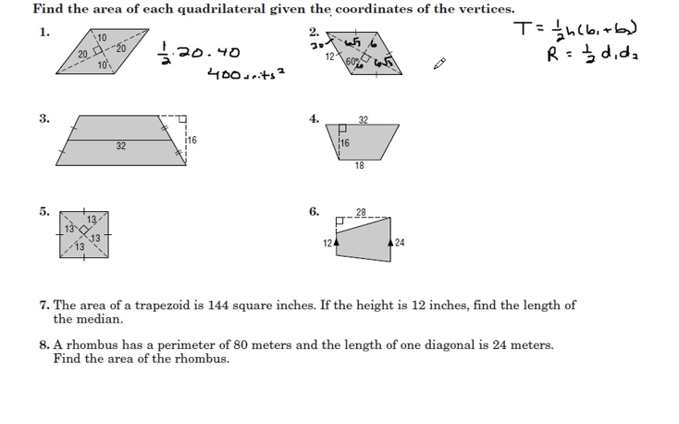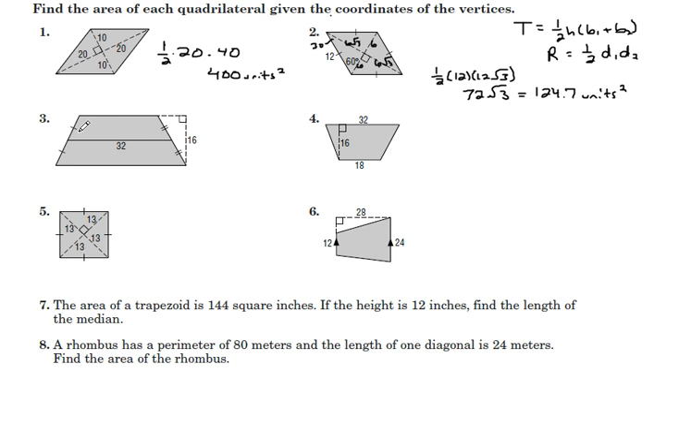Okay, now what we have is the diagonals. So the area would be 1/2 the first diagonal, which is 12, times the second diagonal, which is 12 square root of 3. Okay, and that comes out to 72 square root of 3. And the decimal then is 124.7 square units.